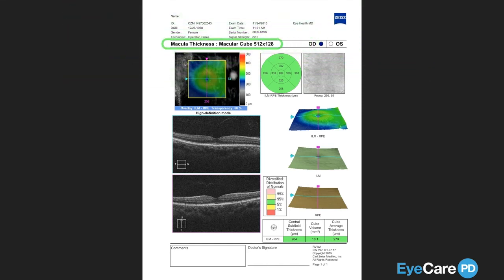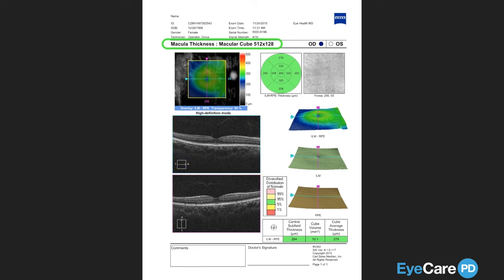Of course, there's one area on this that I didn't touch on, which is this macular cube, 512 by 128. What does that number really mean? Well, what it means is that if you look in terms of the number of cuts from top to bottom in this plane running vertically, for all your horizontal cuts, there's 128 cuts horizontally. And what we're looking at in this image really is only one single cut.